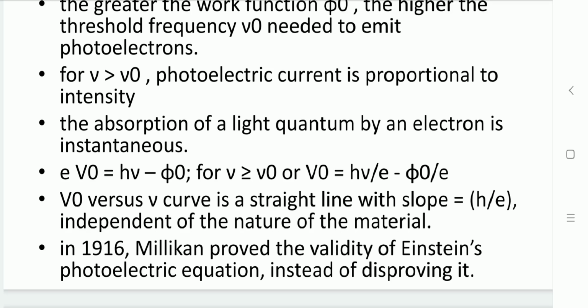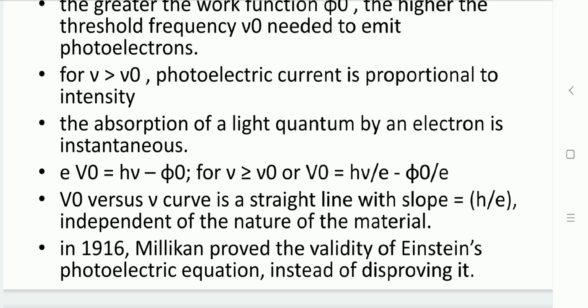So based on that, we have eV0 equal to hv minus phi 0 for v greater than v0. So here we have V0 equal to hv by e minus phi 0 by e. If we draw the graph between V0 and v, it gives a straight line with slope h by e, which is independent of the nature of the material.